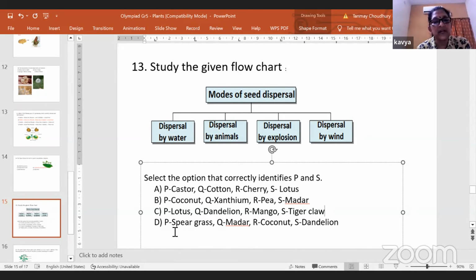Spear grass. Spear grass is a very tall grass found in African countries or also near the countryside. Madar. Madar is a seed that is dispersed by wind. Coconut dispersed by water, and dandelion again dispersed by wind. Okay. So I think we'll have to go back to this question later on because these have not been marked P, Q, R, and S. We'll do the next question.